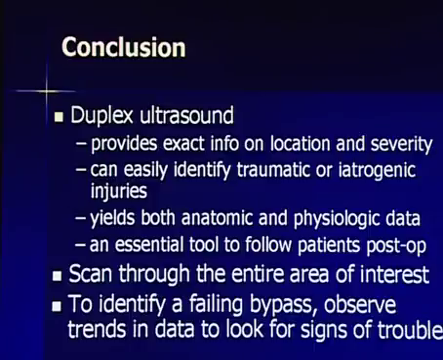So we do a lot of arterial imaging in our post-op patients. And when we're concerned about a segment of an artery or an arterial graft, we really need to scan through the entire area of interest to make sure we don't miss any levels of small disease or subcritical stenoses that we might want to follow more closely. And certainly the goal with looking at arterial bypass grafts is to identify a failing bypass before it completely occludes, and in many patients we'll want to observe trends in their data to look for signs of trouble.